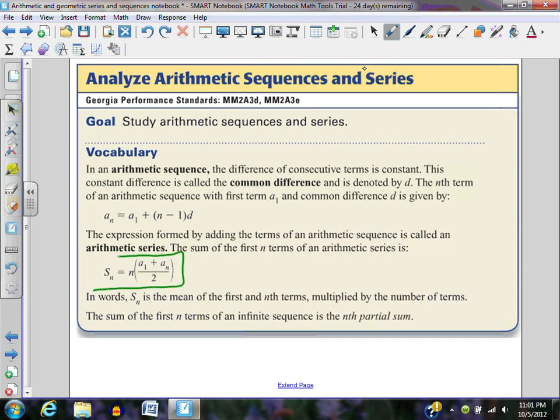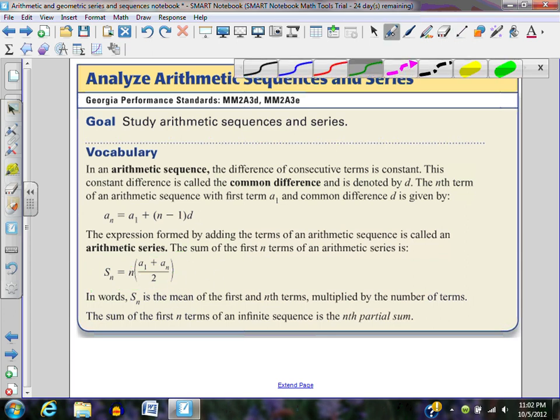This is the formula to find the sum of a sequence, also called a series. And let's interpret this in English. S sub n means the sum of n numbers is equal to n times the first term and the last term divided by 2. That's a little hard to memorize, so I submit to you what I like to remember.